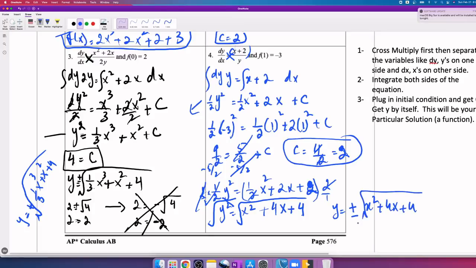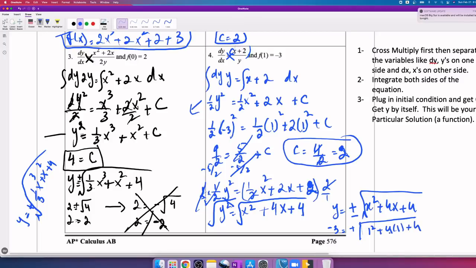Now, is it positive that works or negative? I don't know. I have to plug in my initial condition here right now in the answer and see. I'm going both sides the same. So this is negative 3 when I plug in. And if I plug in positive 1, for example, it's going to go 1 squared plus 4 times 1 plus 4.